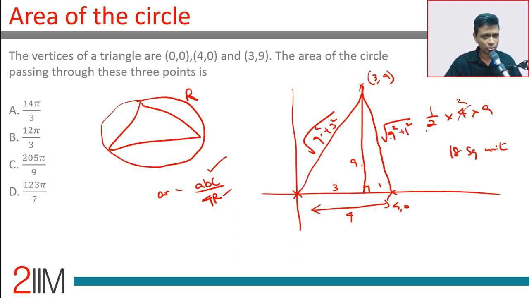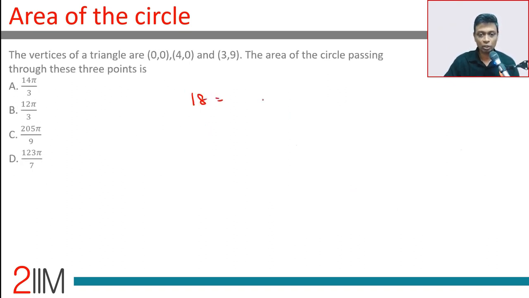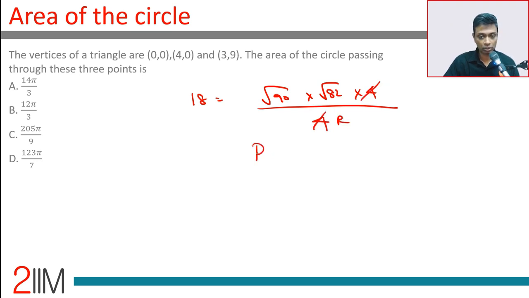This is a complicated question, but not an impossible question. This is root 90, 81 plus 9. This is root 82. This is 4. Bam, we have our answer. Area is 18, which is root 90 into root 82 into 4 by 4R. Or circumradius is root 90, just take out a 9, 3 times root 10 into root 82 by 18.